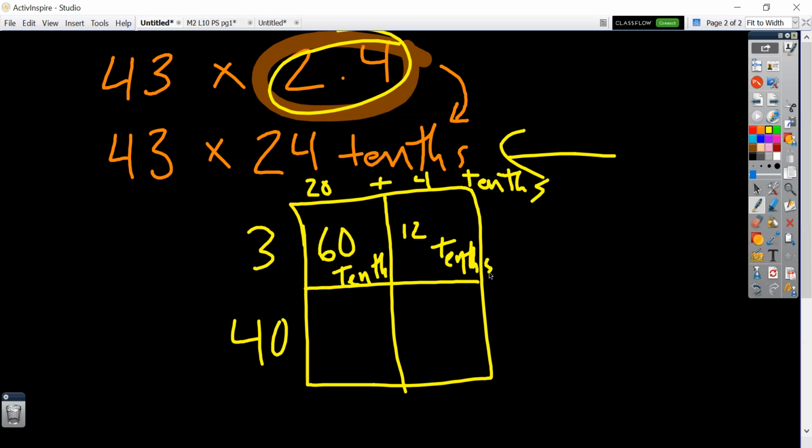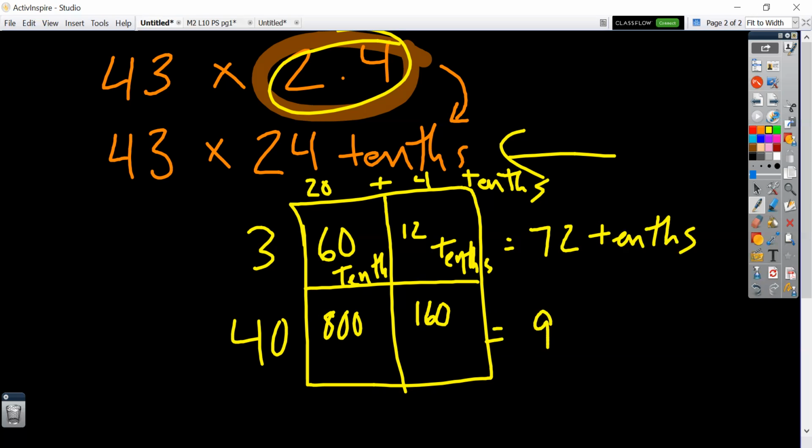In my head, I'm already converting those back to decimal. 40 times 20, well, 4 times 2 is 8, with 2 zeros, 800 tenths. These are all tenths. 40 times 4 is 16, with that 0, 160. These are tenths. So this would be 72 tenths. And this one would be 960 tenths.